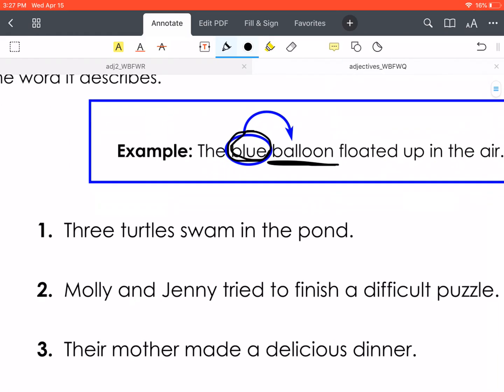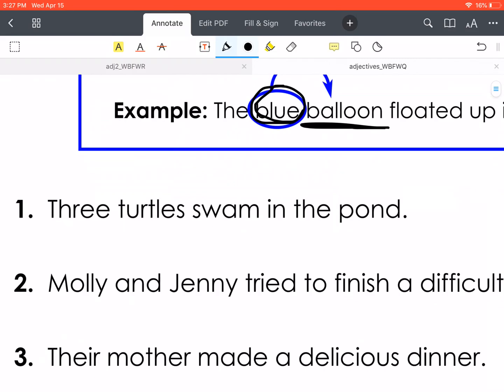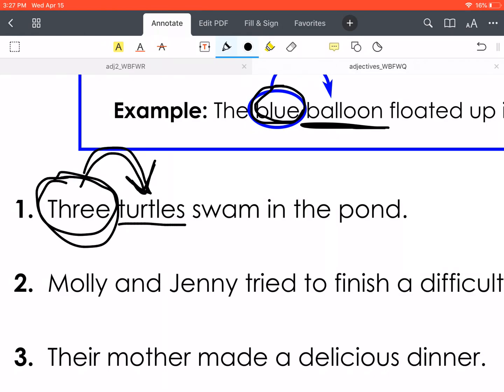Okay, so let's look at number 1. Number 1 says, 3 turtles swam in the pond. Okay, so we have to think, what is this sentence about? What's the noun in this sentence? The noun in this sentence is turtles. Okay, but what word describes turtles? How many were there? There were 3. So this 3 is the adjective. That 3 describes the turtles.